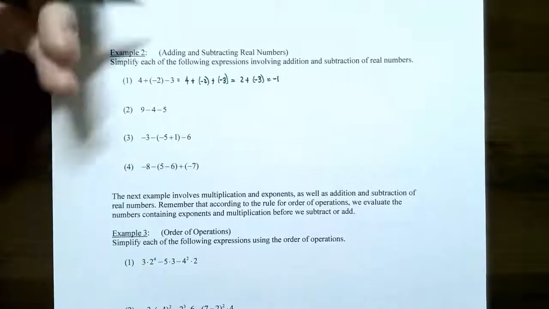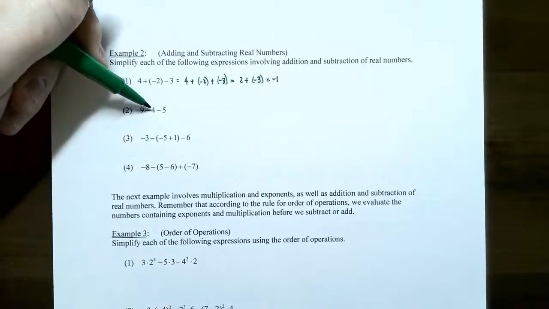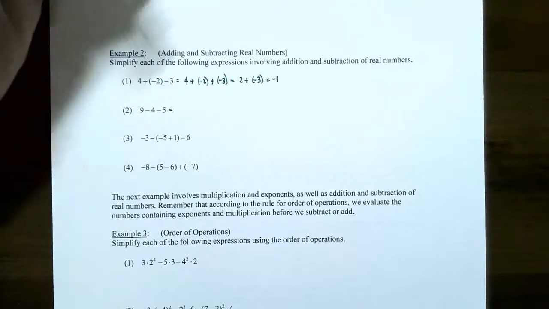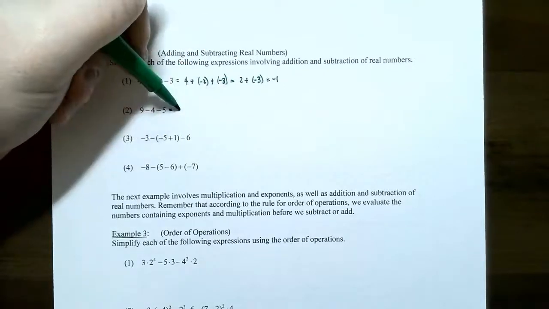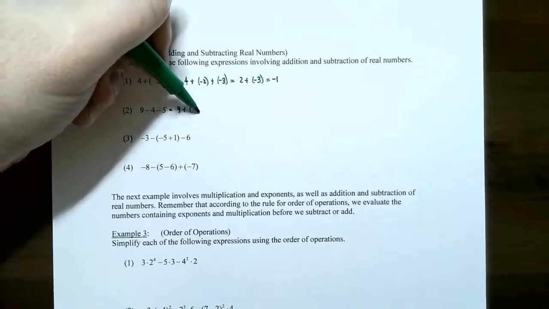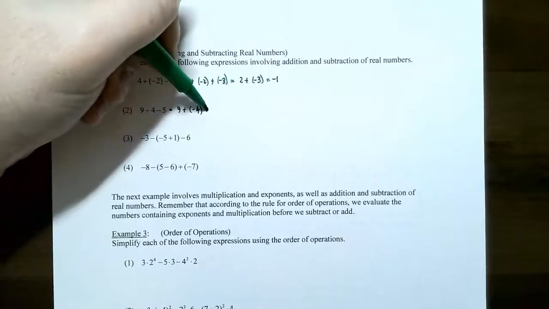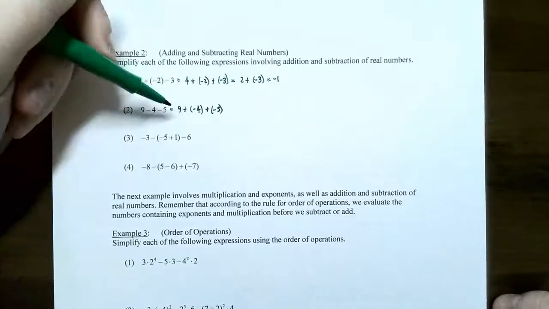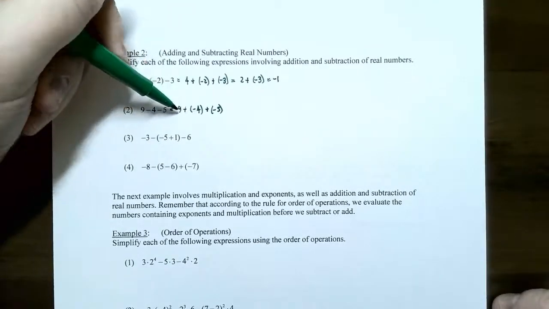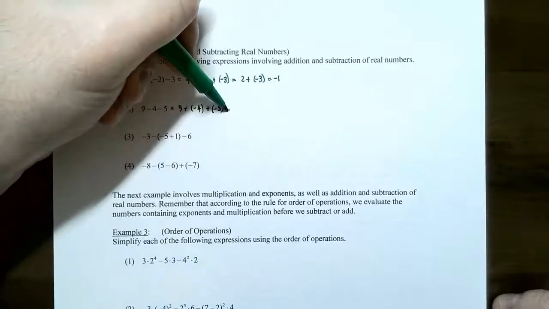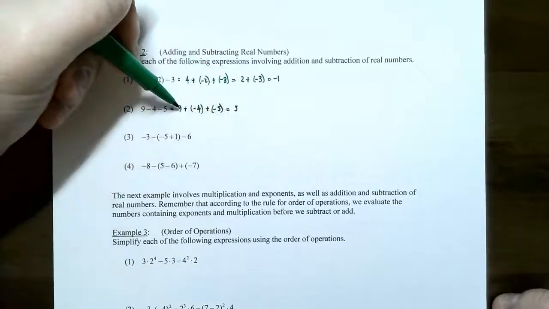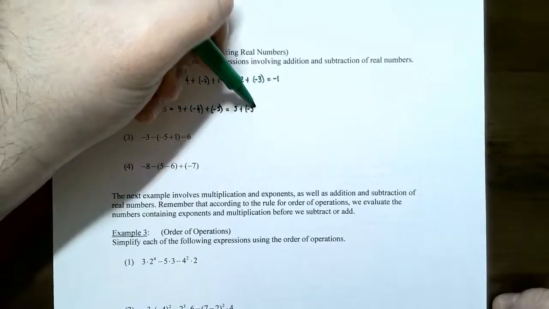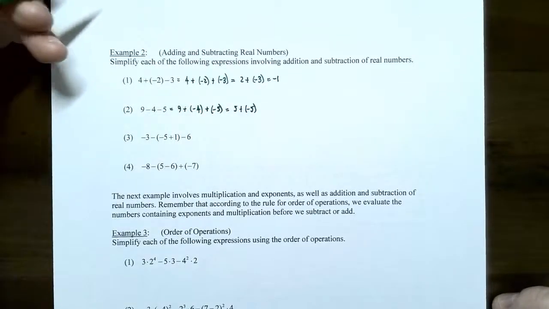Okay, number 2, 9 subtract 4, and then also subtract 5. So this is two subtractions in the same problem. Let's change it to two additions. So you have 9 plus the opposite of 4 plus the opposite of 5. So again, do this one at a time from left to right. 9 plus negative 4, they're opposite signs, so subtract. You get positive 5 because 9 is larger, you get the positive. And then plus negative 5. 5 plus negative 5, that's 0.